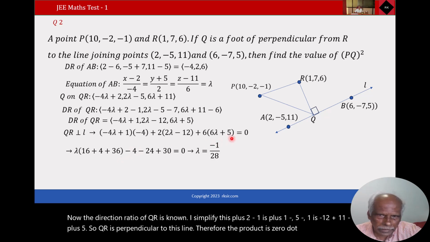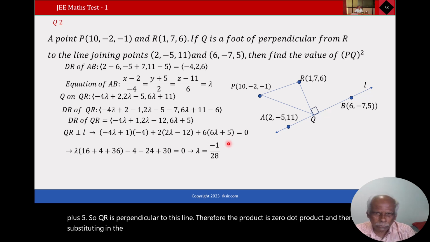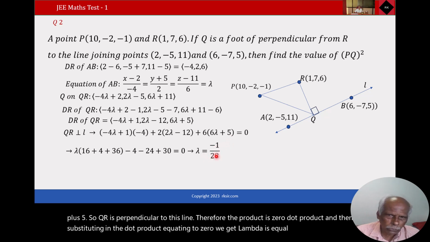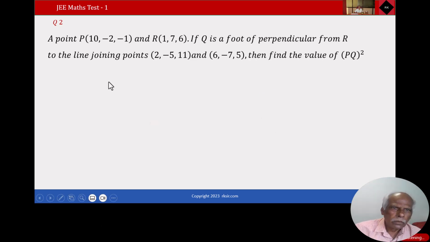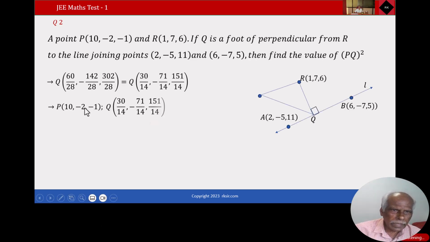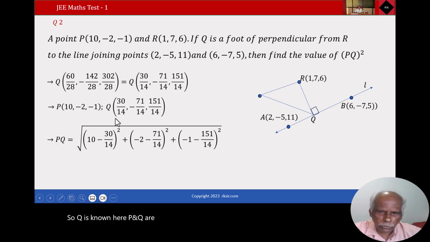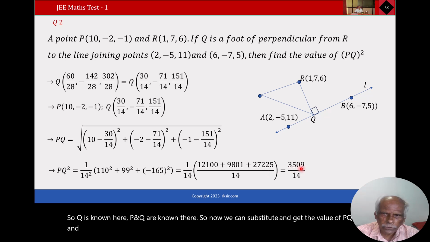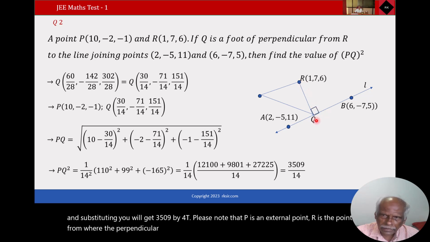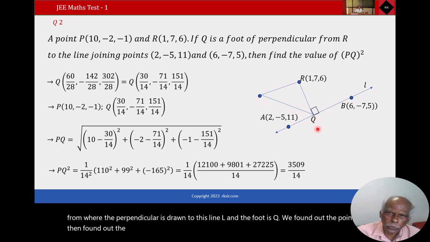Substituting in the dot product and equating to 0, we get lambda = -1/28. Now substitute lambda back here and you can find the value of Q. So Q is known. Once you know Q, P and Q are known, so now we can substitute and get the value of PQ. And substituting, you will get 3509/14. Please note that P is an external point, R is the point from where the foot of the perpendicular is drawn to this line L, and the foot is Q. We found the point Q, then found the distance between P and Q.